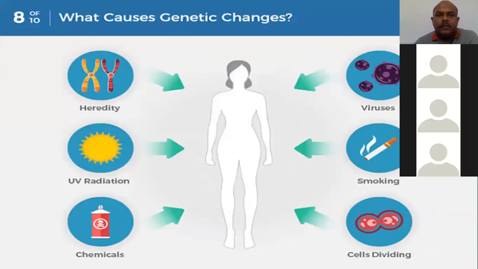So these mutations are caused either by heredity, coming from parent to child, by ultraviolet radiation from the sun, chemicals which are present in the environment, viruses which we are infected by, the all important cause of smoking and tobacco, and DNA repair abnormalities when the cell is dividing.